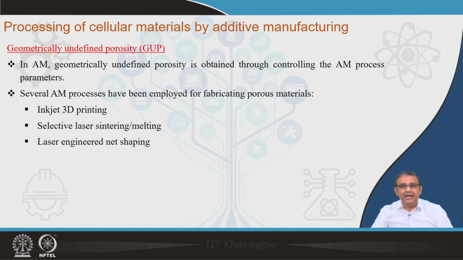In case of GUP, as I have already repeated several times, it is not about the initial design. Definitely design will have some effect, but the main effect will come from the process parameters. And how? This we will see for 3 different AM techniques which are commonly used for fabricating porous materials. The first one is inkjet 3D printing, the next one is selective laser sintering or melting, SLS or SLM, and the last one is the laser engineered net shaping, or LENS, technique.